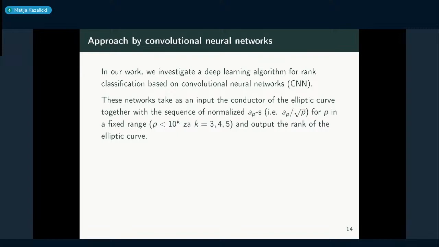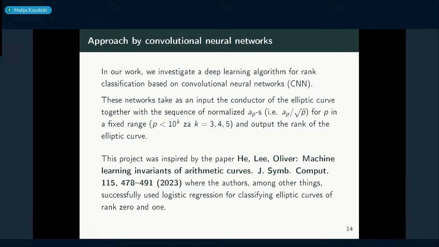And we are looking at these APs in a certain fixed range. So in our experiments, we had 3 bounds: 1,000, 10,000, and 100,000. And they output the rank of the elliptic curve. So in a way, it is similar to the Mestre-Nagel sums, because they also take as input this set of normalized APs in a certain range.